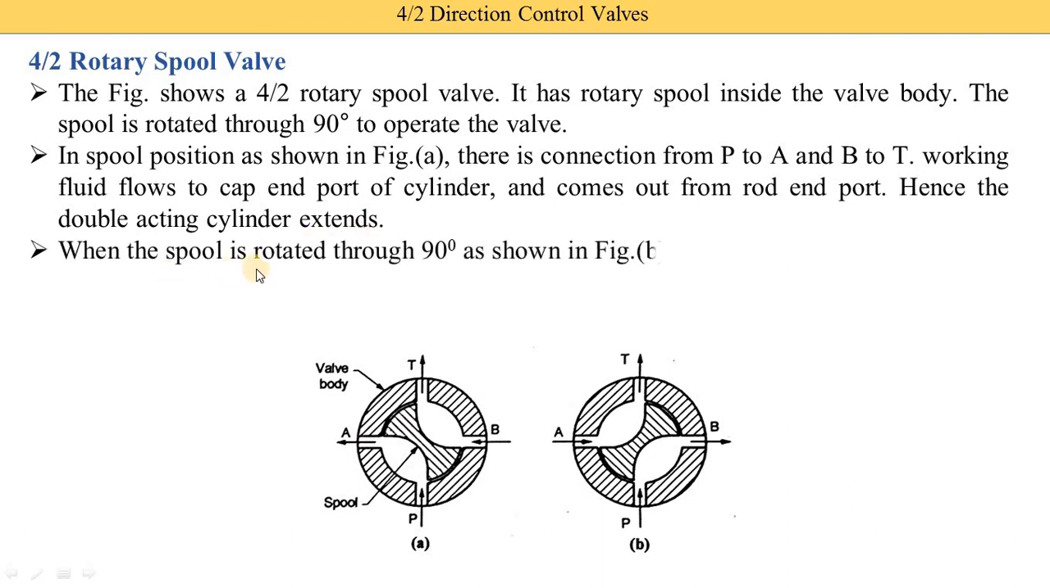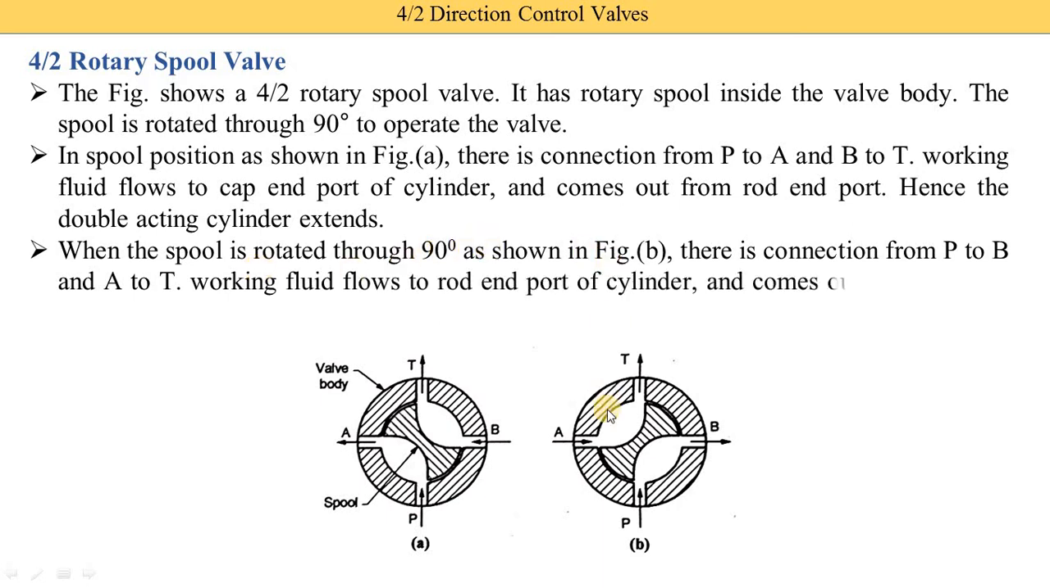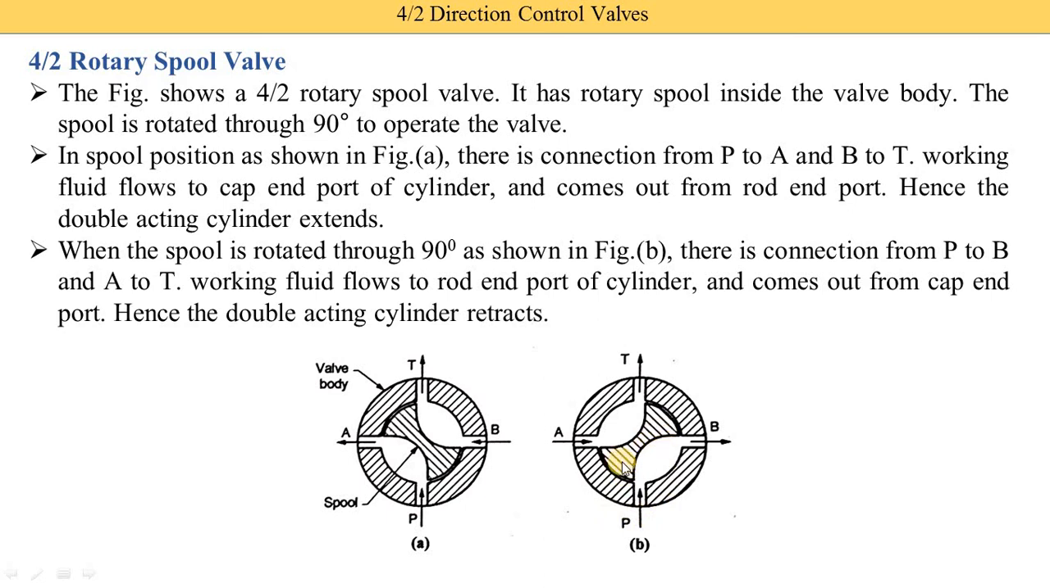When the spool is rotated through 90 degrees as shown in this figure B, the position of the spool is changed. So there is a connection from P to B. Here you see this P port is connected with this B port, and the A port is connected with this T port. So working fluid flows to the rod end port of the cylinder, meaning this P port is connected with the B port and the B port is connected with the rod end side of the cylinder.